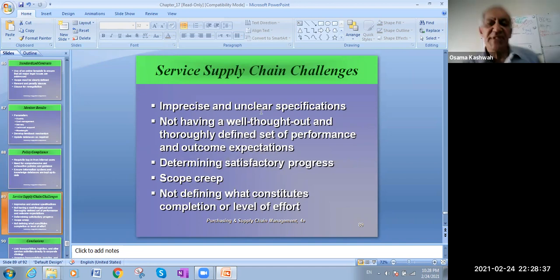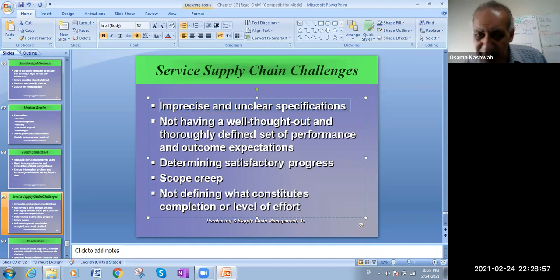This is about one of the most important parts of this chapter: the challenges facing supply chains nowadays. So we have imprecise and unclear specifications. Those are things like something not being clear in the process of the supply chain. Not having a well thought out and truly defined set of performance and outcome expectations. Everything must be clear. Everything must be known very well. Determining satisfactory progress, scope, not defining what constitutes completion or levels of effort.